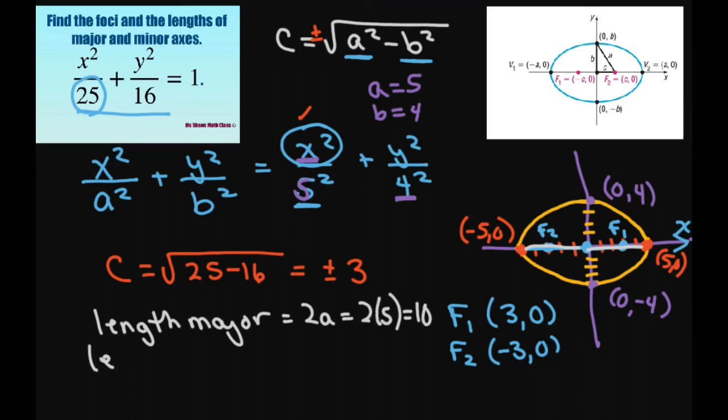And the length of the minor axis is the smaller one. The smaller number is the 4. So just remember, we went up 4 and down 4. So that's going to be 2 times 4. So they write it as 2 times b, which is 2 times 4, which is 8.